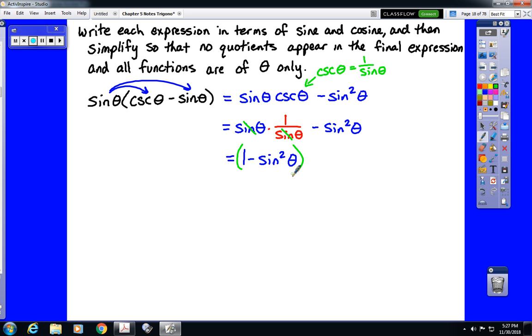That has come up a couple of times. It should trigger one of our Pythagorean identities and remind us that we're able to replace that with cosine squared.